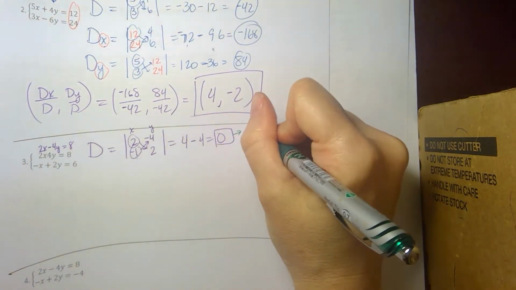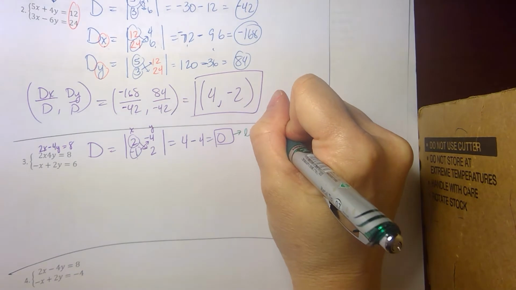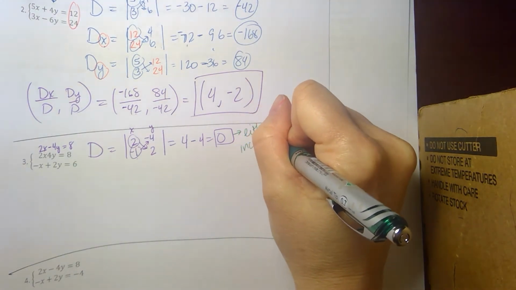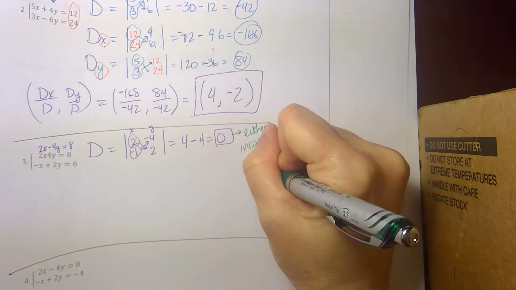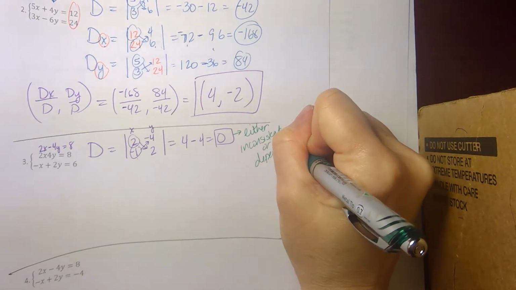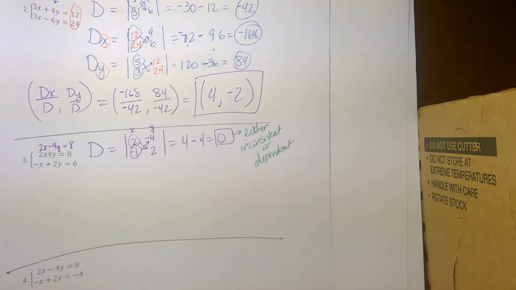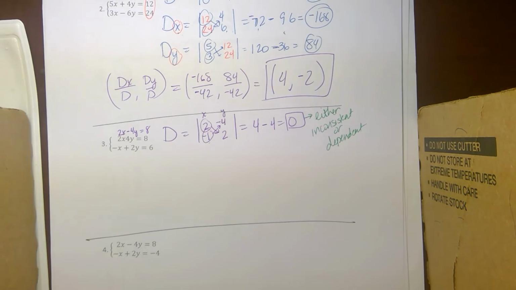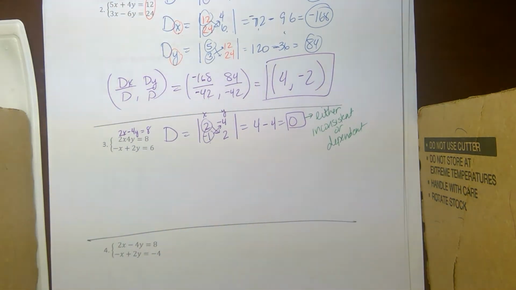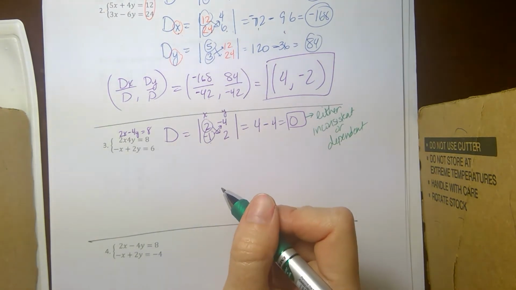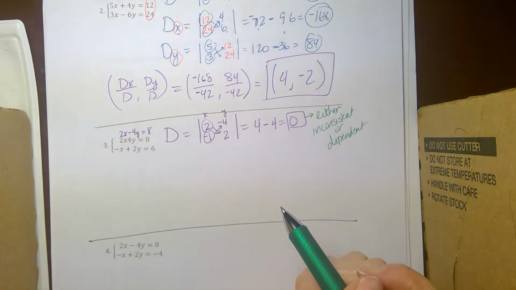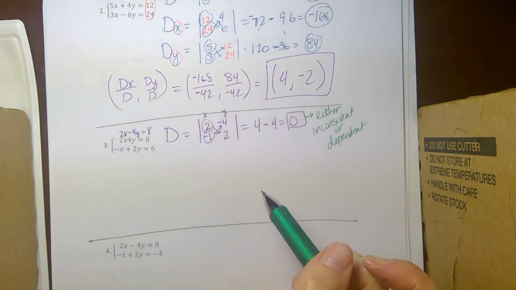This means that my system is either inconsistent and there's no solution, or dependent and there's infinitely many solutions, and I can't use Cramer's rule to figure out which one it is. I'm going to have to do something else. Well, I think it's going to be easier to do addition rather than substitution.